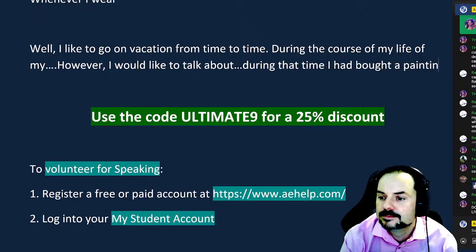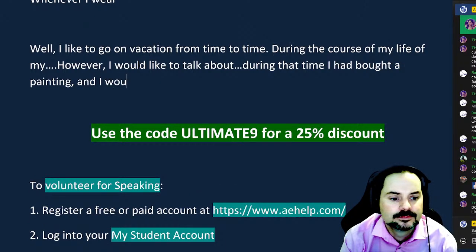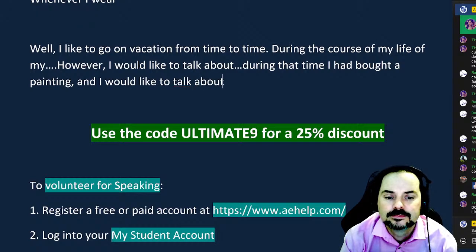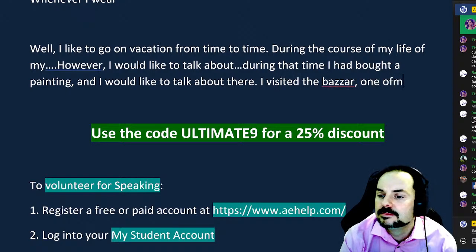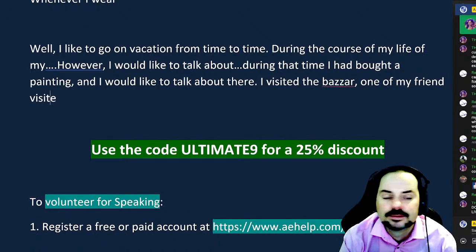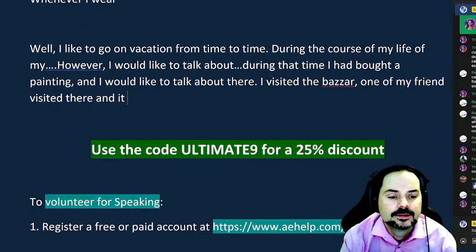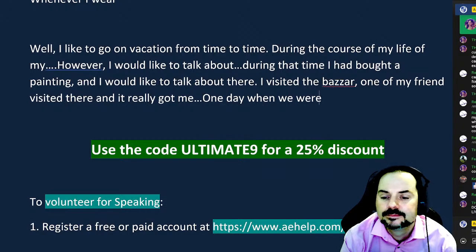At first, I didn't have any plan to go there. I visited Cox's Bazar, which is one of the most famous tourist attractions there. And one of my friends visited there, and he suggested it to me and told me all the fascinating stories about the place. And I have to admit, his stories really got me. And one day when we were walking on the beach, I saw this guy who was painting, and I have to admit, his paintings were hands down some of the best paintings that I have ever seen till now.